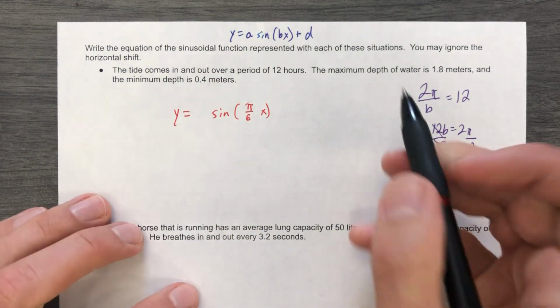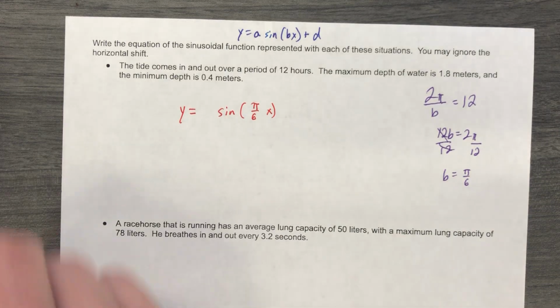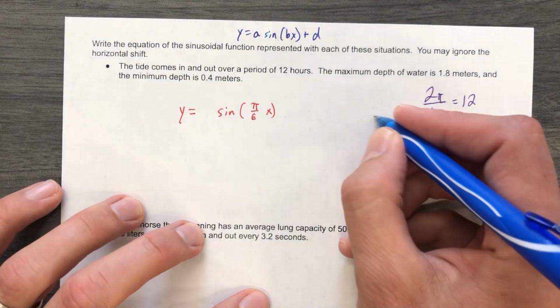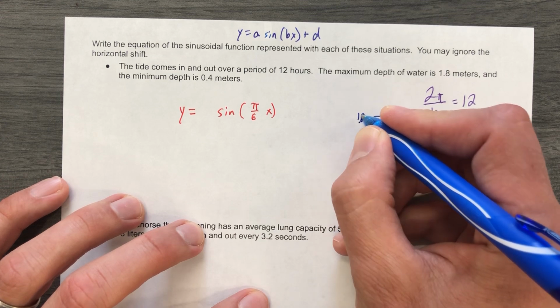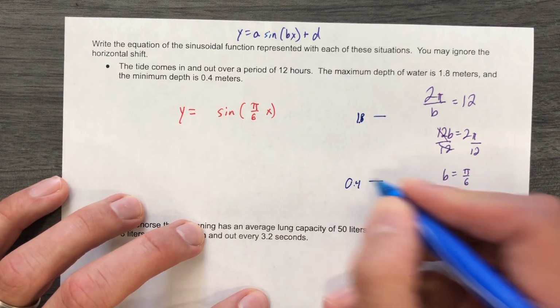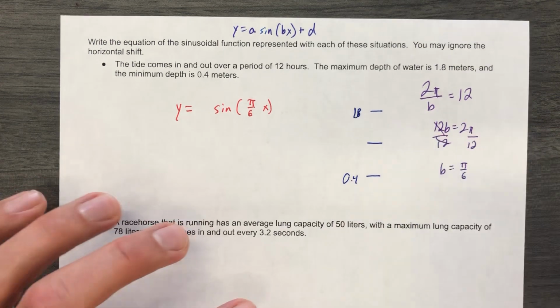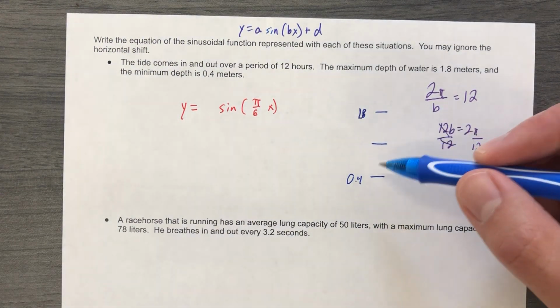Okay, the maximum depth of the water is 1.8 meters and the minimum depth is 0.4. If you want to visualize this, you can draw it. The highest we ever get is 1.8 meters. The decimal just sort of floats there. The lowest is 0.4. So what I need to know is what's exactly in the middle, and this is where you average them. So what's halfway in between 1.8 and 0.4?